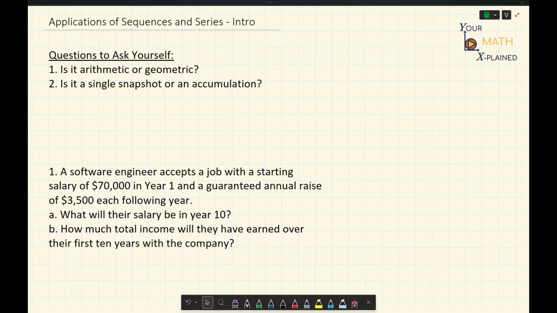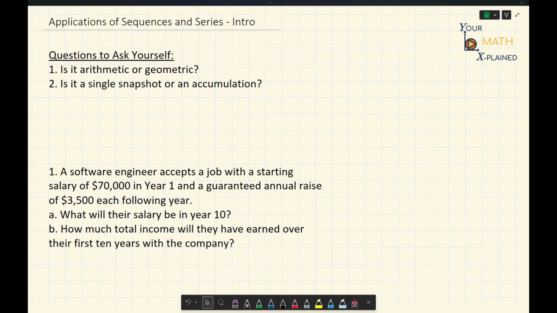So before we touch any math, your number one job when reading a word problem is to answer two specific questions. The first one is: is it arithmetic or geometric? If values change by a fixed added amount, then it's arithmetic. If they change by a percentage or a multiplier, then it's geometric.